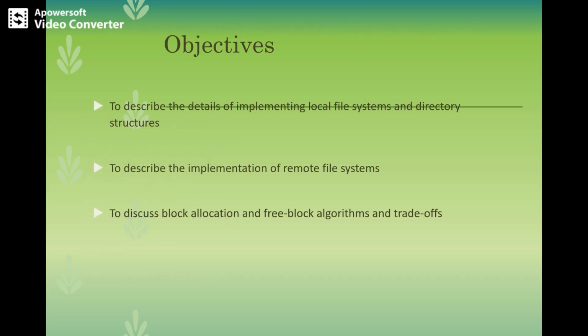So the main objectives of this module are, first of all, to describe the details of implementing local file system and directory structures. That is the basic thing. And also, how do we implement this in a remote file system, so that is also part of the discussion. And to discuss the different kinds of allocation methods, and the free block, and what about the efficiency and performance of such kind of systems.